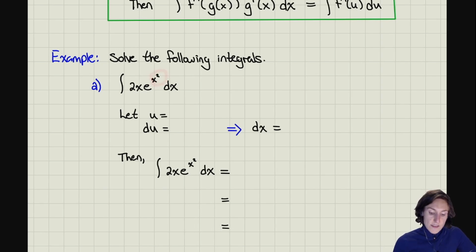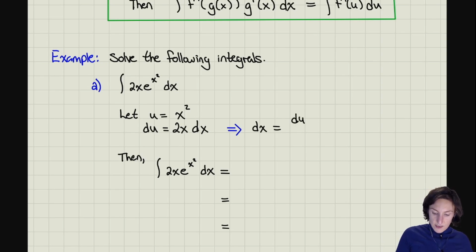So x squared is the thing that's tripping me up, but the other thing is that when you think you know what your u is, when you differentiate it, is that derivative somewhere in your integrand? And if I differentiate x squared, I'm going to get 2x. So those are the two hints that are suggesting that for substitution, we should do u is equal to x squared. So then my du is going to be 2x dx. And if I isolate for my dx now, I'm going to get du over 2x.